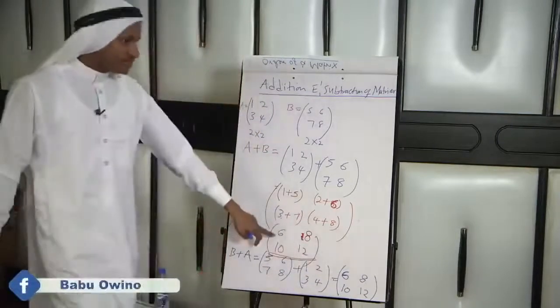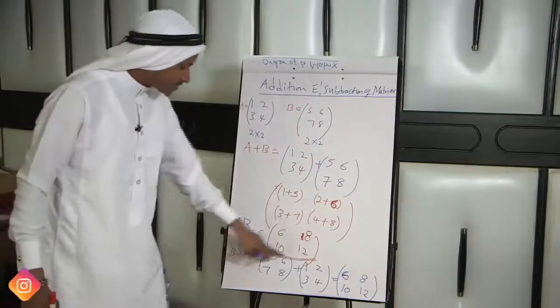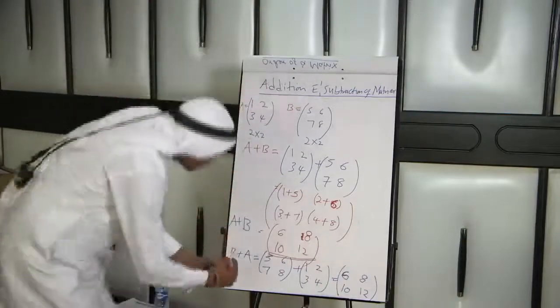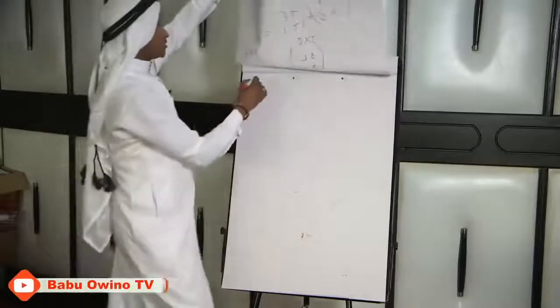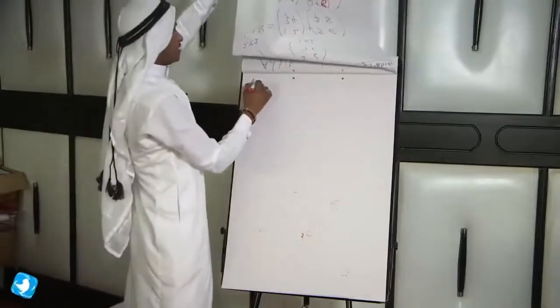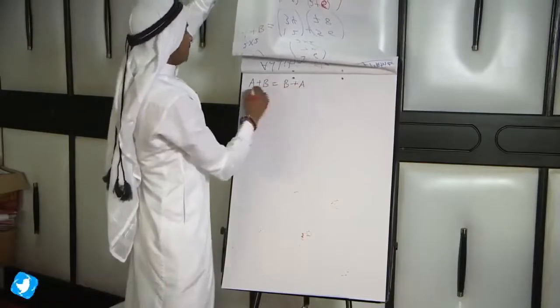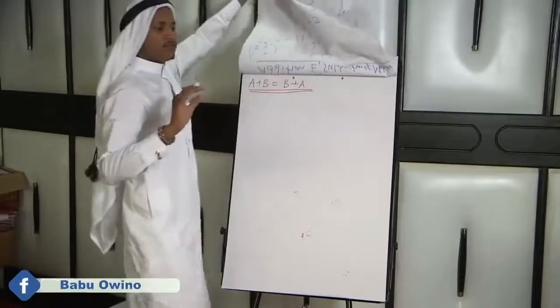So class, we have A plus B is 6, 10, 8, 12. B plus A is 6, 10, 8, 12. Therefore, we can conclude by saying that A plus B equals B plus A. Just mark this, put it at the back of your mind.